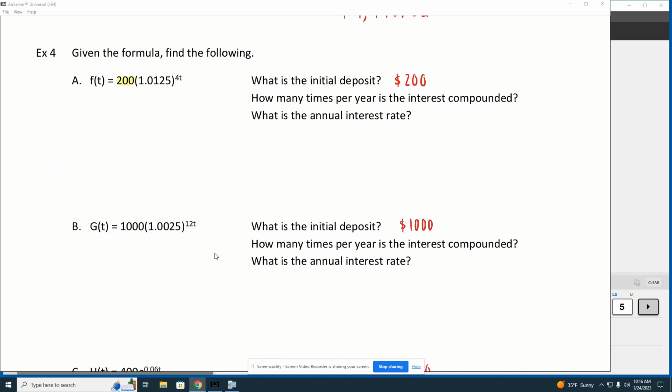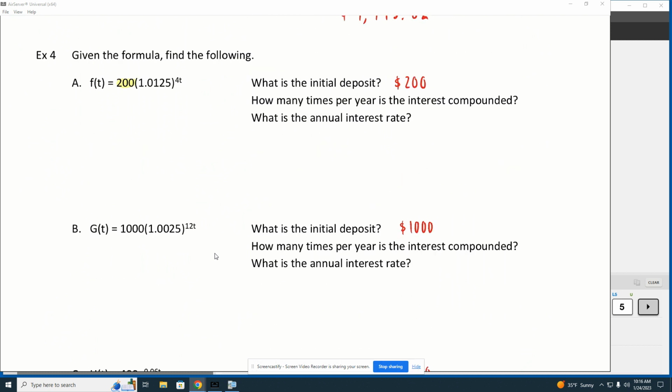Here's another pretty easy one. How many times per year is interest compounded on that first problem? Remember, when it's compound interest, which this definitely is, it says it right there. It's 4, right? So 4, or you could have put what? Very good, quarterly. I would have taken either one of those. How about B? What's it? 12, or monthly.